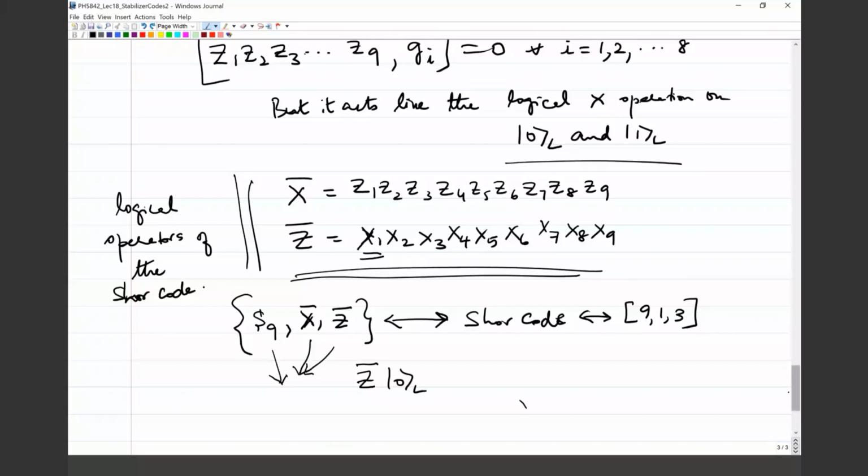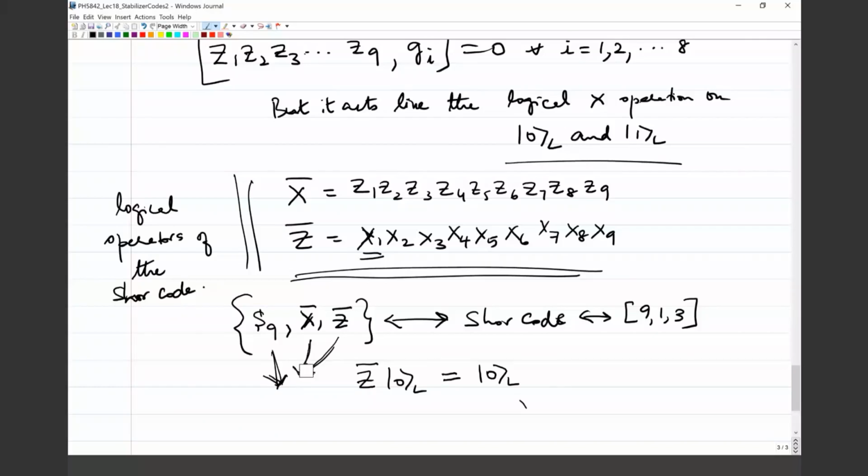Ma'am, we need X bar and Z bar to identify which is logical 0 and which is logical 1. Is that it? Yeah, indeed. This identifies a vector subspace for you, some subspace of the 9-qubit space. But in that subspace, what is my 0 and 1? That is the additional information that these two operators provide.